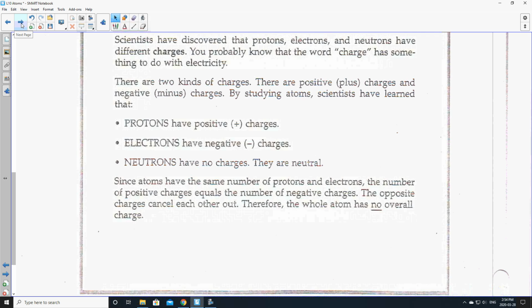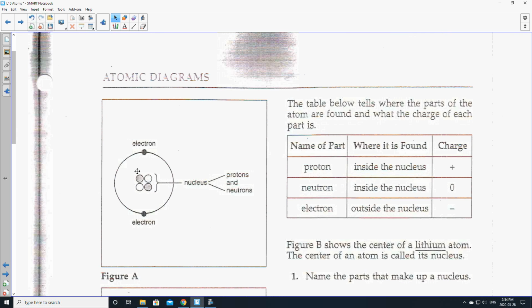Okay, so let's just test our understanding. Here we have a little chart. We are showing that the nucleus is in the center. The nucleus is made up of protons and neutrons, and then the electrons are orbiting, or circling, around the nucleus. The table below tells us where the parts of the atom are found and what the charge of each part is. So this is the name of the part: proton, neutron, and electron, and where it is found. Protons are inside the nucleus and have a positive charge.